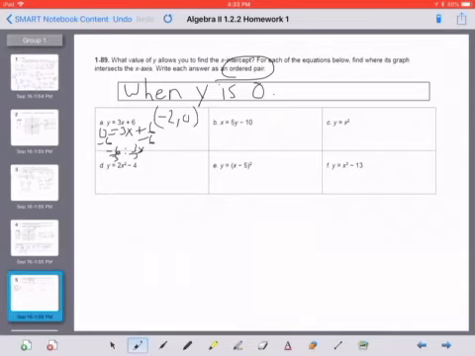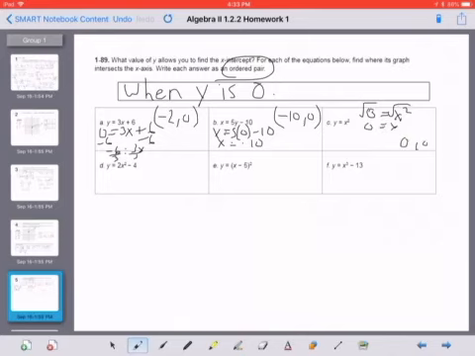Plug in 0 for y in this one, so x equals 5 times 0 minus 10. So x is going to equal negative 10. So the correct answer was negative 10, 0. For C, we're going to plug in 0 for y, so 0 equals x squared. Take the square root of both sides, so you get 0 equals x. So 0, 0 is our ordered pair.